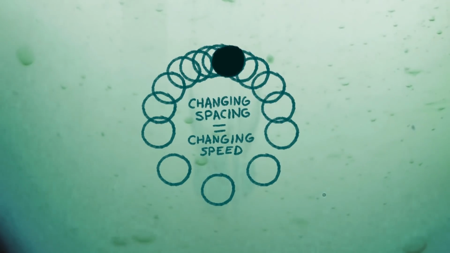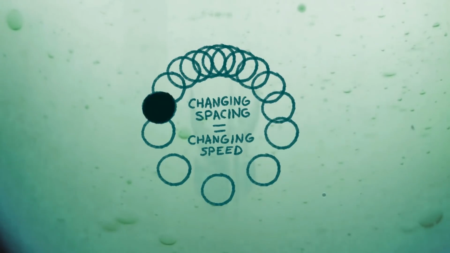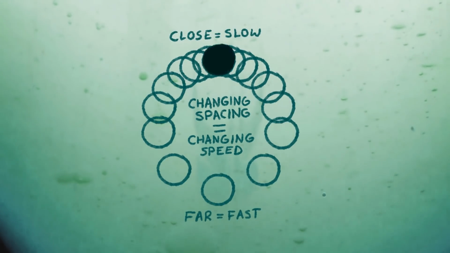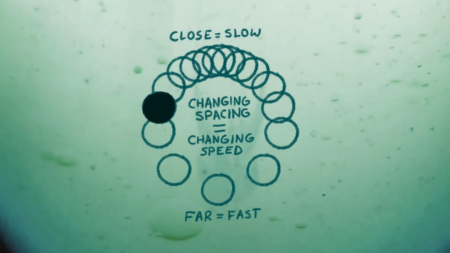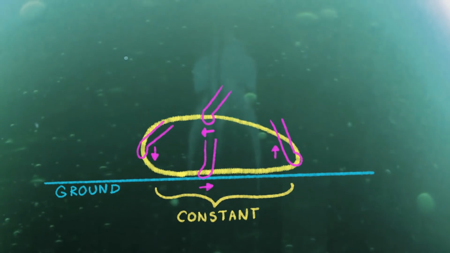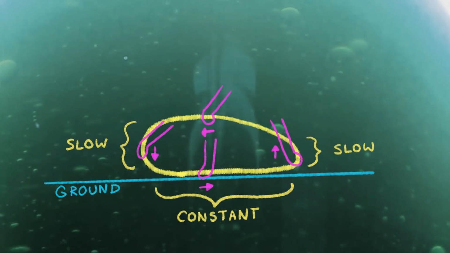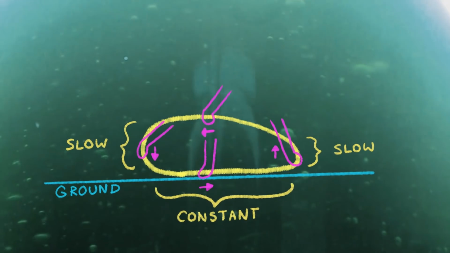But if we change the spacing, it changes the speed. The closer together, the slower, and the further apart, the faster. So I'm pretty sure that the feet should slow a bit as they pick up and touch down. So at these parts, the spacing can be closer together.